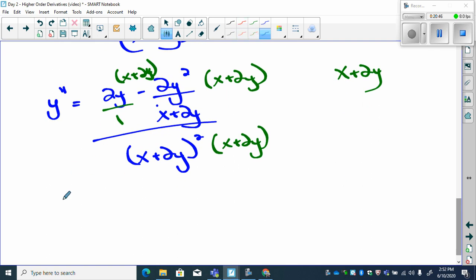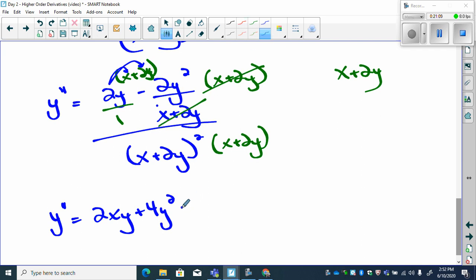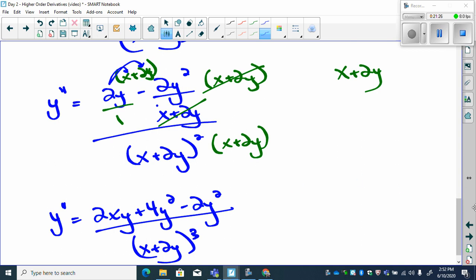Okay, 2y times x is 2xy. 2y times 2y, that would be 4y squared. So that was me going like this. If I take negative 2y squared, divide it by x plus 2y, and then multiply it by x plus 2y, I'm left with negative 2y squared. On the bottom, they both have the same base. When you multiply powers with the same base, you write it down again, and you add the exponents. So this is an exponent of 2, this is an exponent of 1. Add them together to get an exponent of 3.